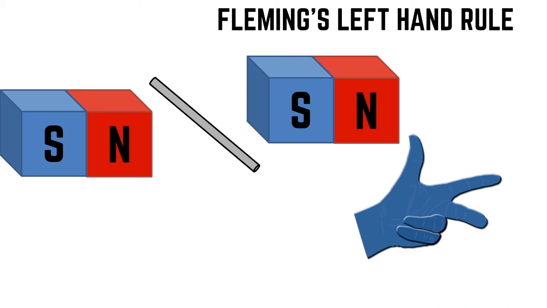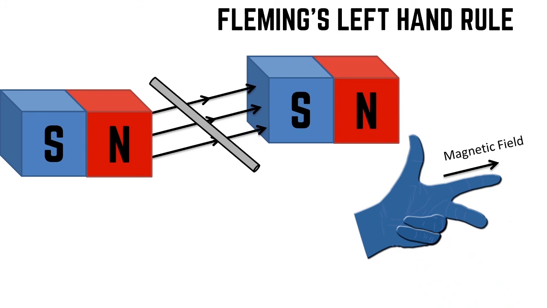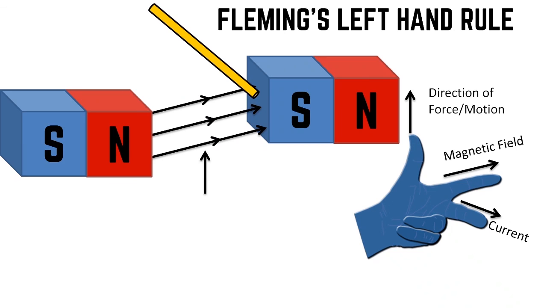According to Fleming's left-hand rule, when the first finger points in the direction of the magnetic field and the second finger points in the direction of the current, then the direction the thumb points towards is the direction of the force acting on the conductor.